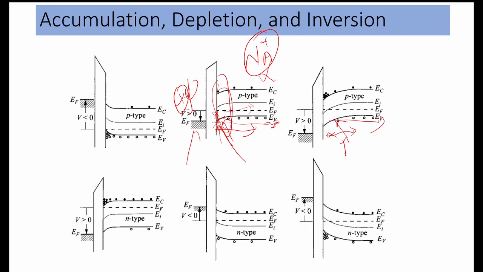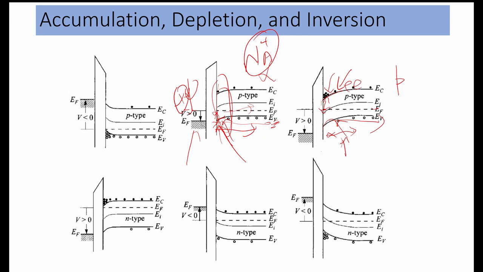As the bands are moving downwards in this case, the gap between the Fermi level and the conduction band is decreasing. What it indicates is that the concentration of electrons is increasing at the junction. This is for the p-type case, and the same happens for the n-type.